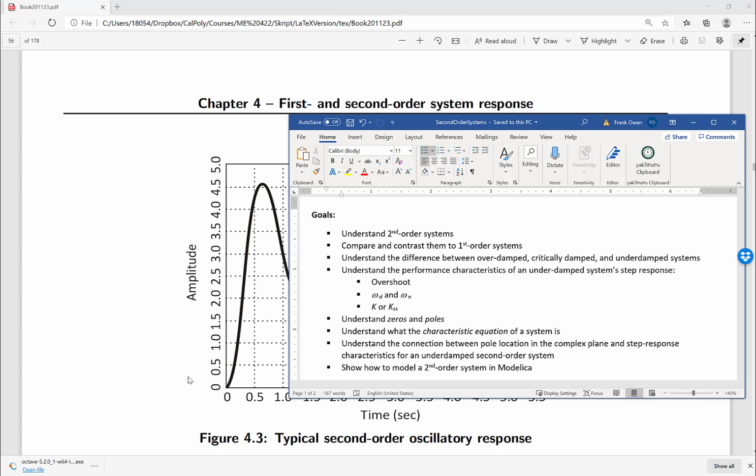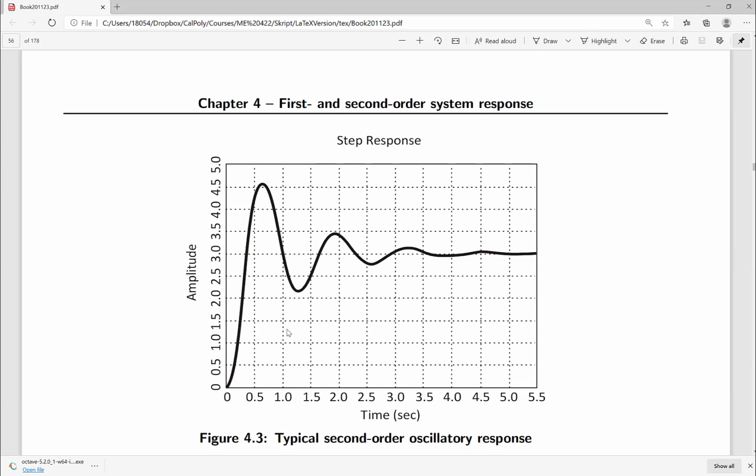What I thought would be a good exercise, actually, would be to make a model of this underdamped second order system from the response. So the scenario here in real life would be that we've run a step response test on a system and we've gotten a response like this, and now we want to come up with the performance parameters for this system.